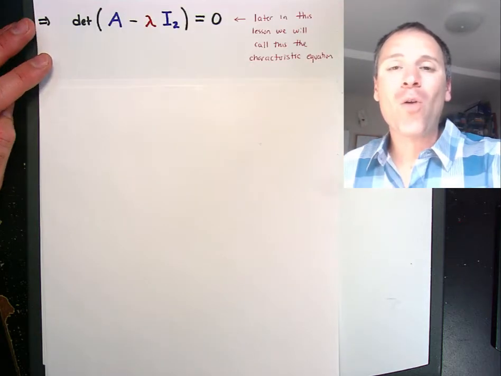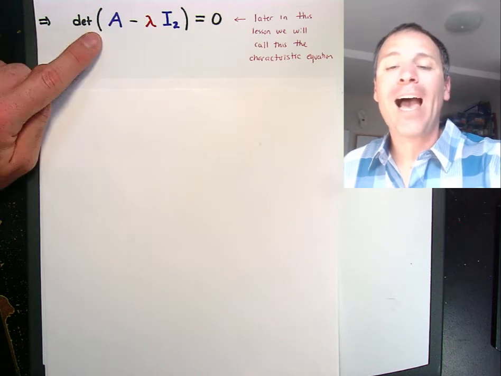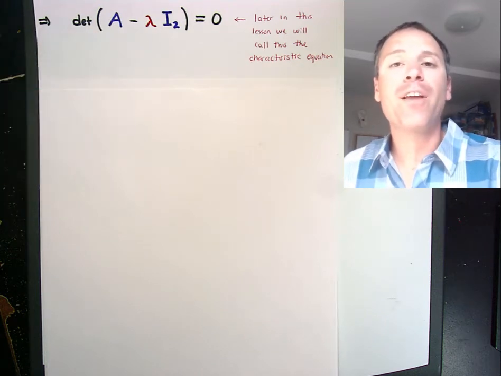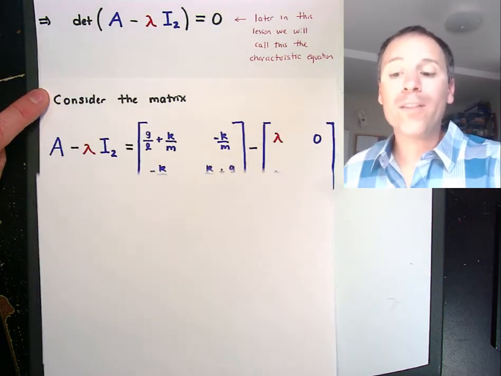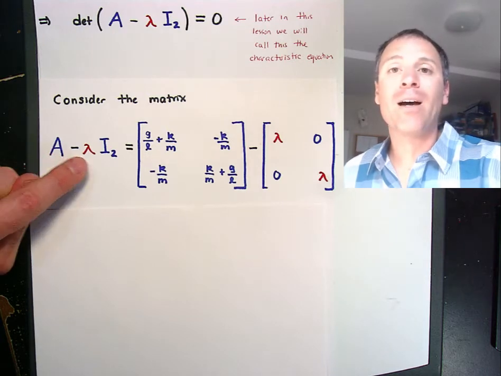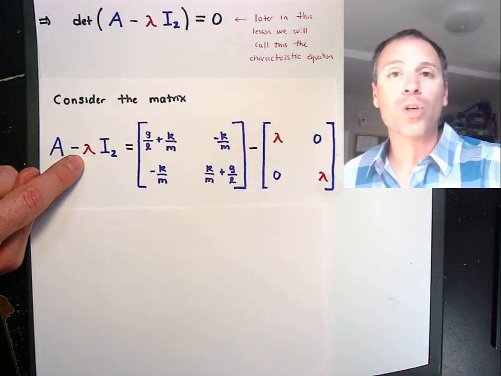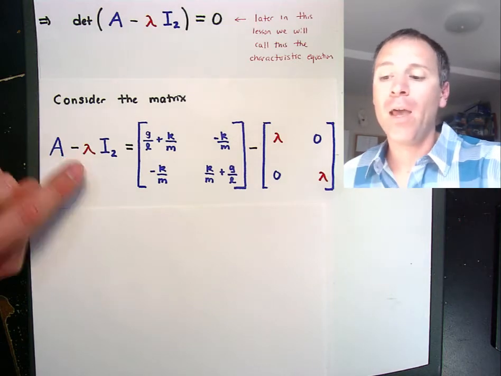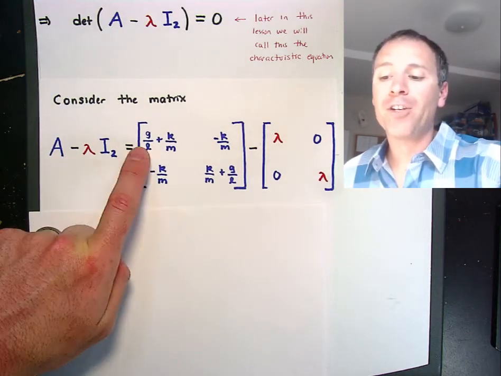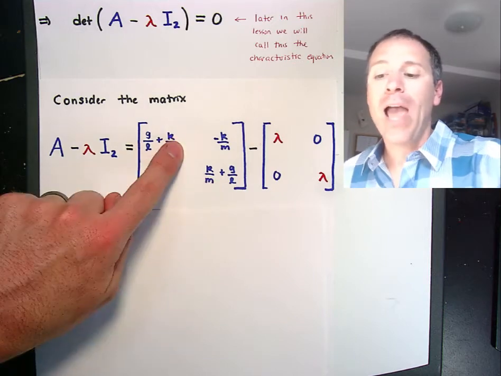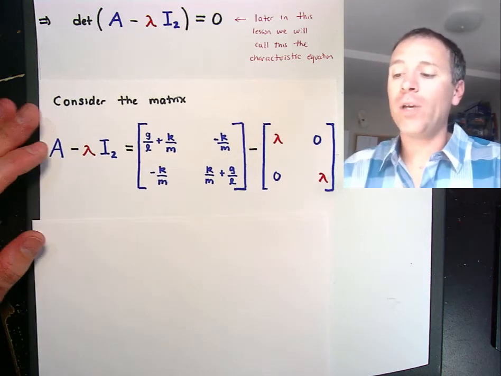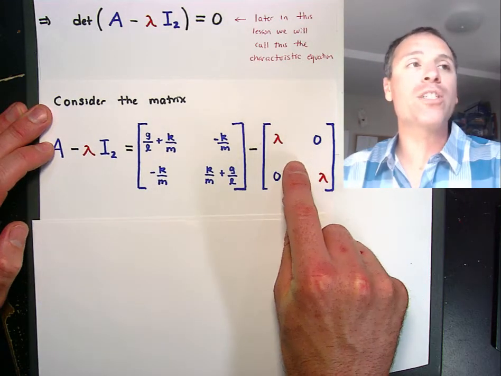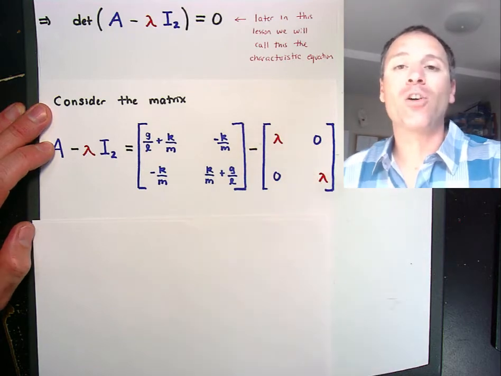Before we introduce all that formal terminology, let's take a look at what this means for our specific coupled pendula problem. When we look at the matrix A minus lambda I2, lambda is an unknown. We're searching for those values that satisfy our eigenvalue equation. We know the entry by entry definition of A, that's given here, and we know that lambda times I2 is a diagonal matrix with unknown scalar lambda on each diagonal element.